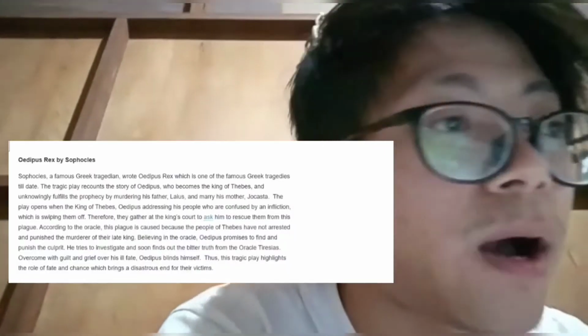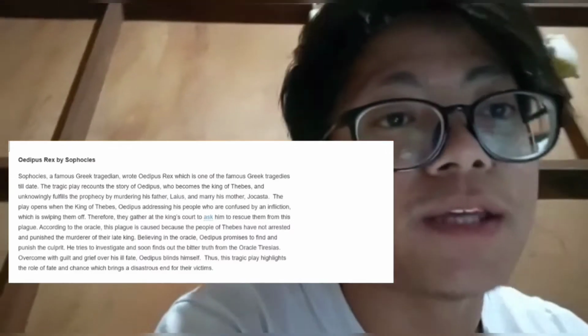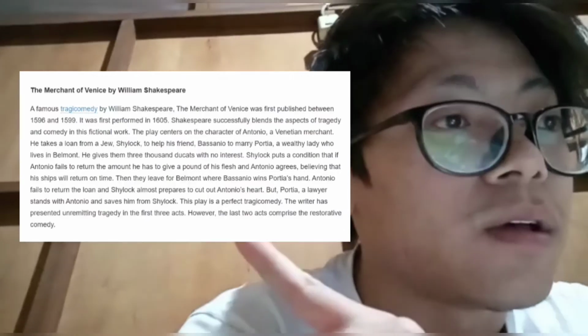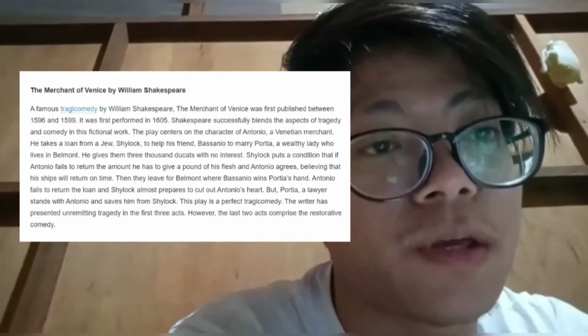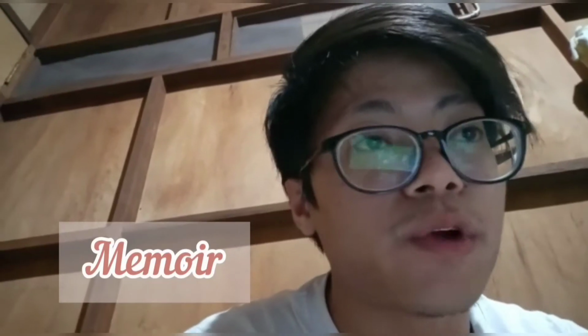The first is Oedipus Rex by Sophocles, and then the next is The Merchant of Venice by William Shakespeare. The next is memoir.